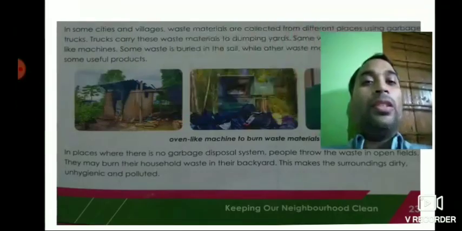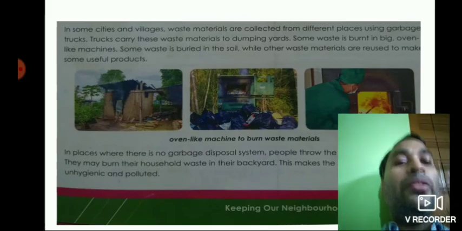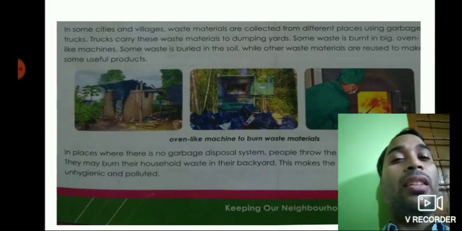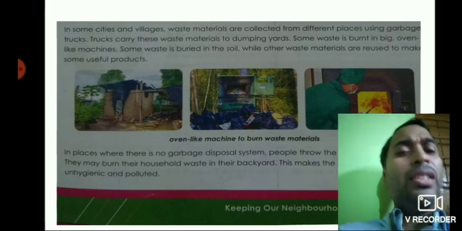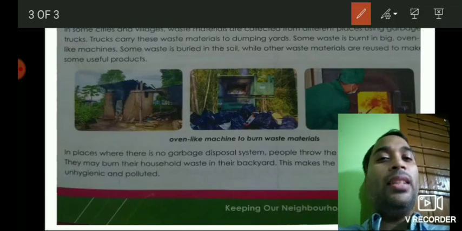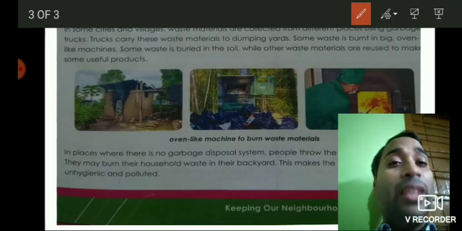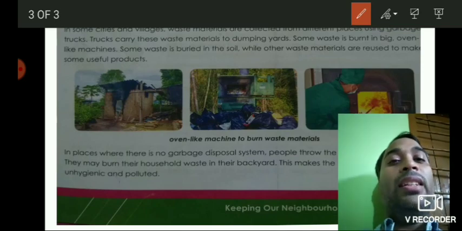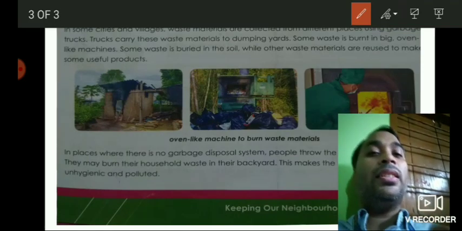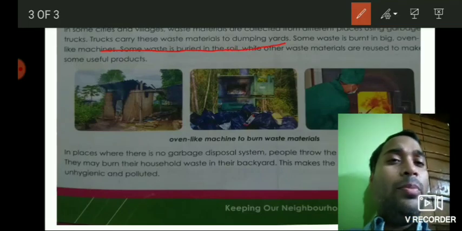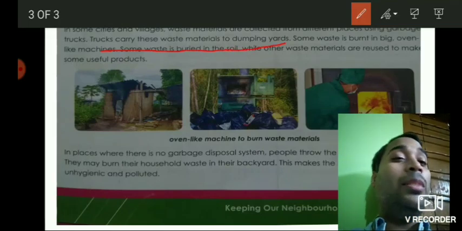Yes, so now in some cities and villages, waste materials are collected from different places using garbage trucks. As we see, the municipality trucks come and collect the garbage in our cities. In some cities and some villages also nowadays, there are vehicles that collect the garbage. These garbage trucks carry the waste materials to dumping yards, where it is dumped.